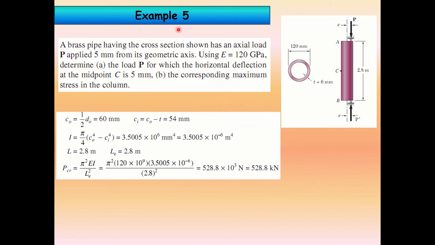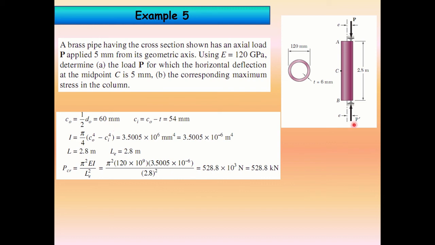Okay, example 5. This is a hollow pipe with diameter 102. The eccentricity value is given as 5 mm. The length is 2.8. You need to determine the horizontal deflection at the midpoint, which is 5, and then the corresponding maximum stress in the column.